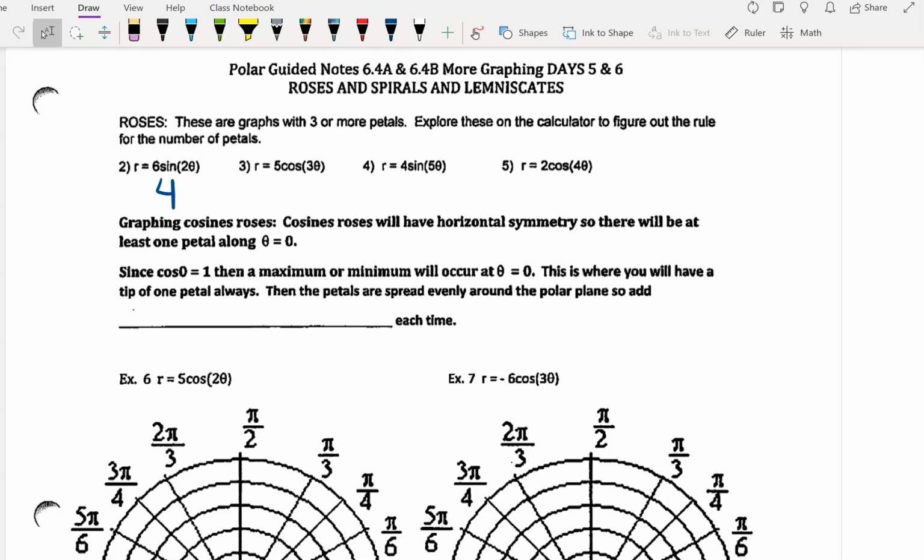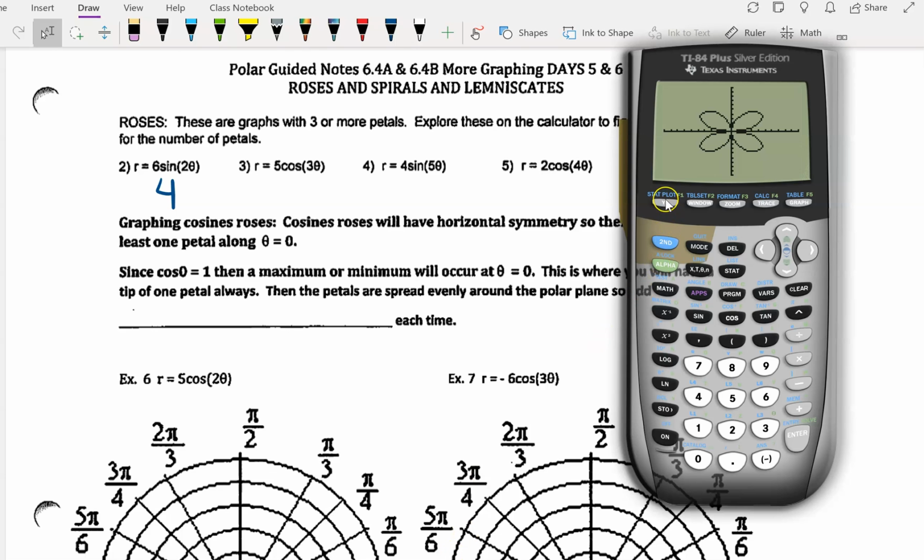And then we'll graph the next one. If you want, you can try graphing this on your own, see how it works. 5 cosine 3 theta. Let's see what that looks like. Oops, graph. And that gives me just 3 petals.